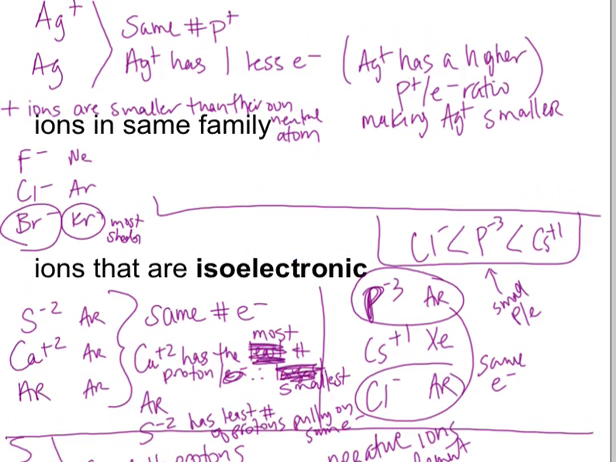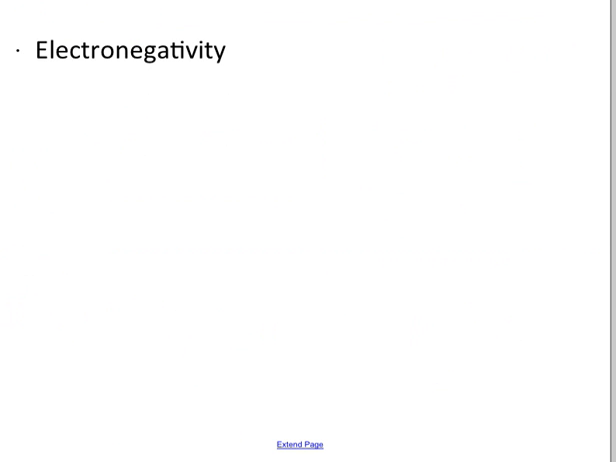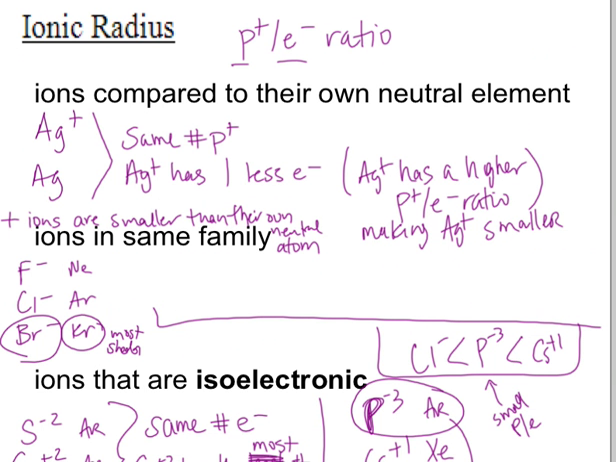Again, students miss points when they don't identify the fact that these have the same protons, or these have the same electrons. Talk about both items. I can't stress that enough. You will not get credit if you don't talk about both. All right. Any questions on that before I move on? Examples that might throw you?